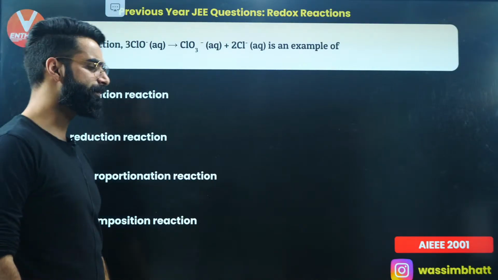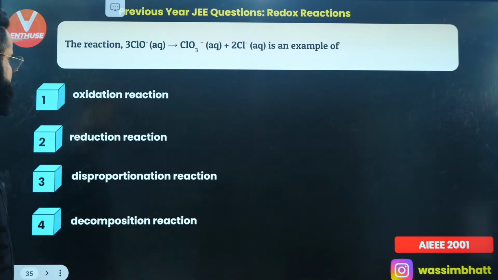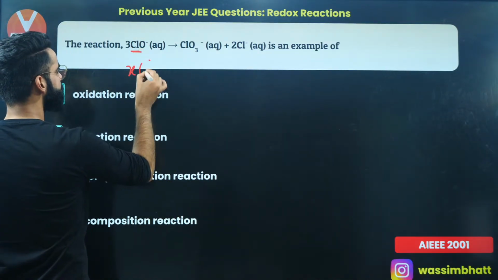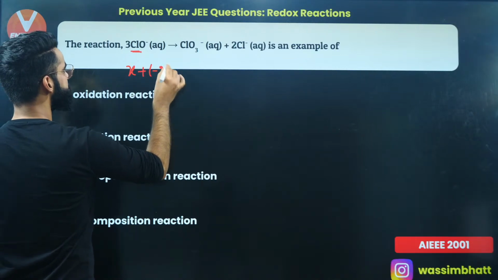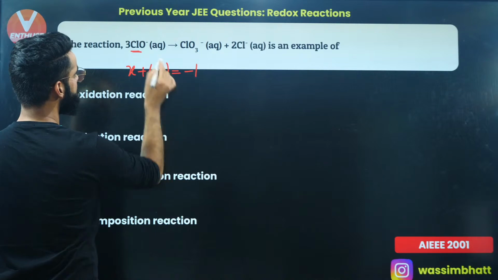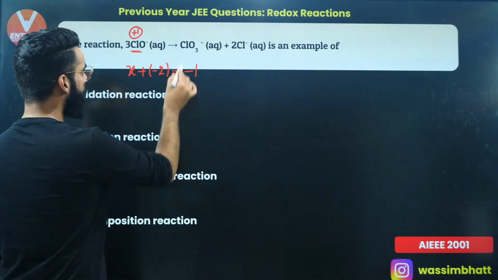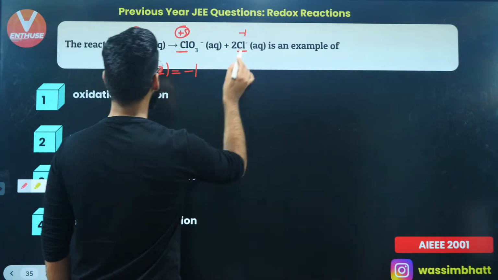All right, JEE 2001. This reaction is the example of what? Let's check it out. Let's calculate the oxidation state of chlorine. It's going to be x. Oxygen shows -2, and the overall charge is -1. So the x value is going to be +1. So +1 is the oxidation state of chlorine right here. What about the oxidation state of chlorine right here? It's going to be +5, and the oxidation state of chlorine right here is -1.